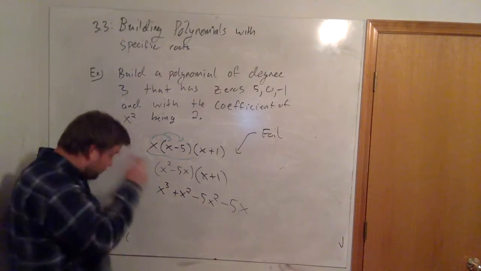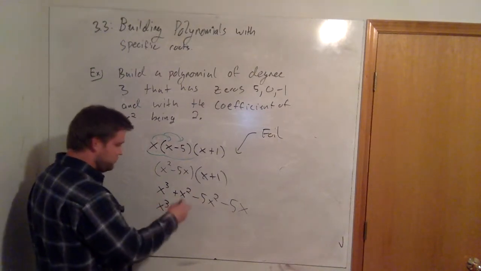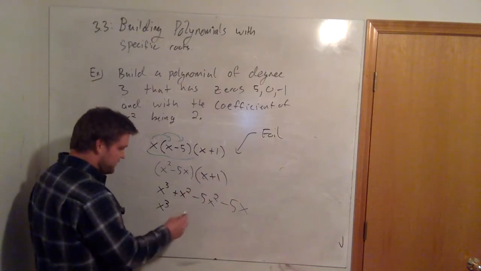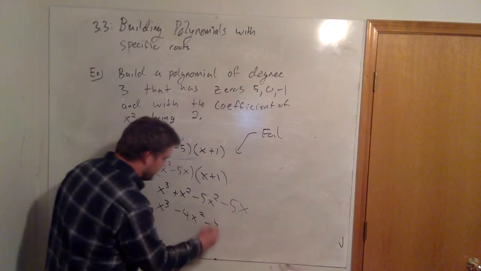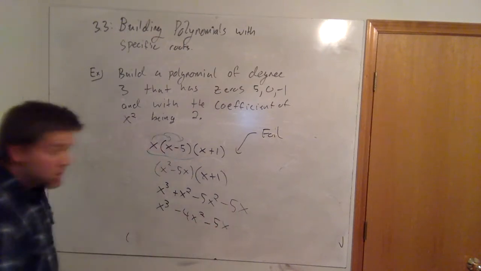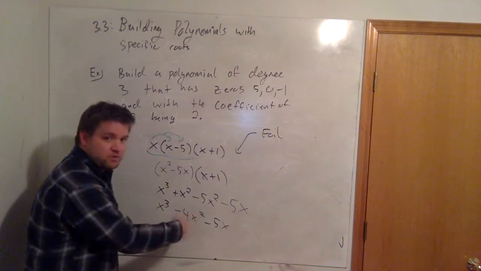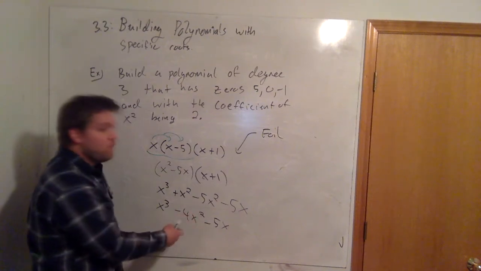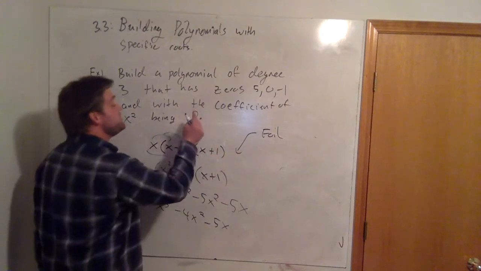Okay, so now we'll go ahead and add like terms. So here we have an x cubed, x squared minus 5x squared. What are we going to get? We're going to get a negative 4x squared minus 5x. Note that the x squared term, its coefficient is a negative 4. That's not what our boss wants. What our boss wants is that coefficient to be a 2.